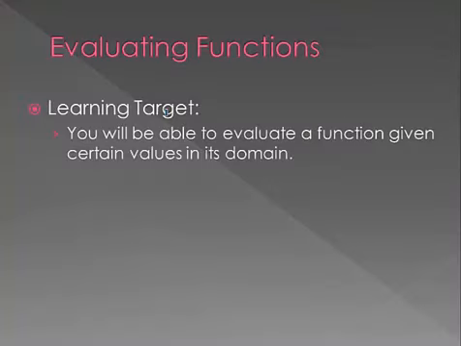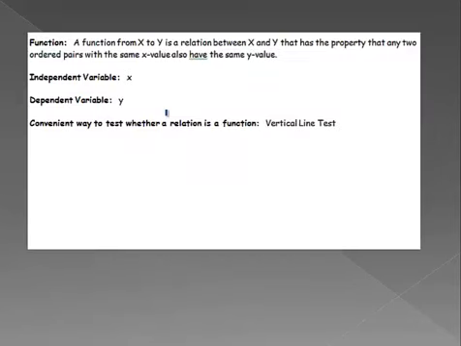We're going to get into evaluating functions, and so you'll be able to evaluate a function given any value in its domain. First of all, let's talk about what a function is. A function from x to y is a relationship where your x and y are ordered pairs, and the same x value has to have the exact same y value. So if you have the x value of 3, you cannot have (3, 2) and (3, 4). If you're going to use the same x, you have to use the same y.